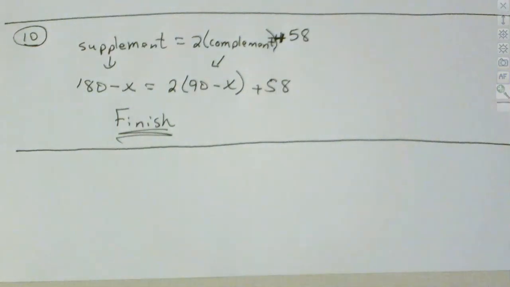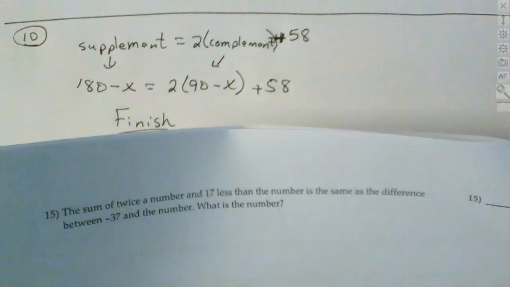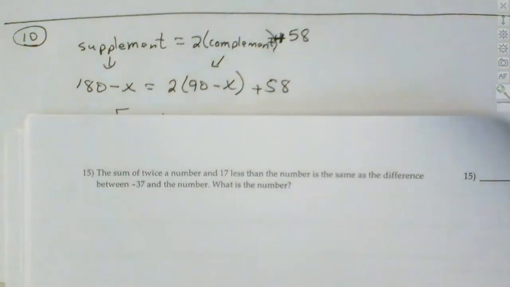Question 15. The sum of twice a number and 17 less than the number is the same as the difference between a minus 37 and the number. What is the number? So let's think about what we have. Do we have integers at all? No. We need a number. So x is going to be that number.